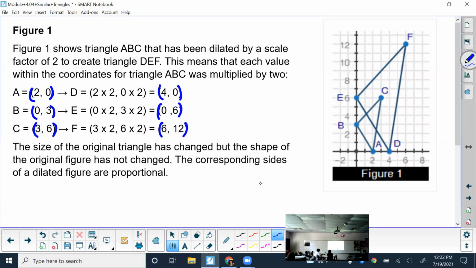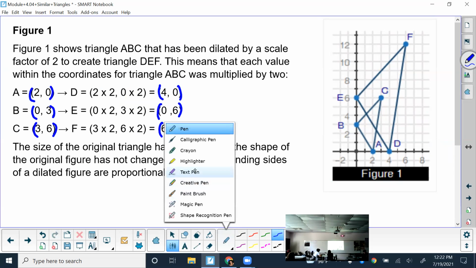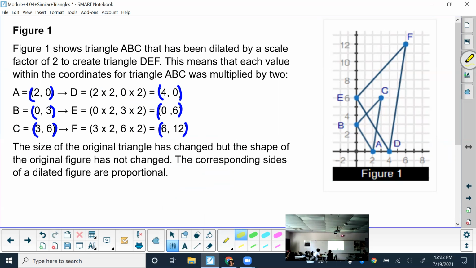Only thing I would highlight here really is the size of the original triangle changed, but the shape of the original figure has not changed. So the corresponding sides are proportional. Questions?